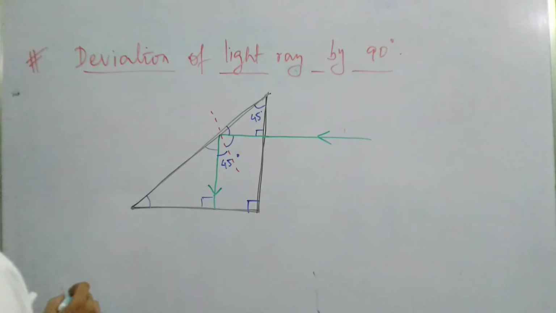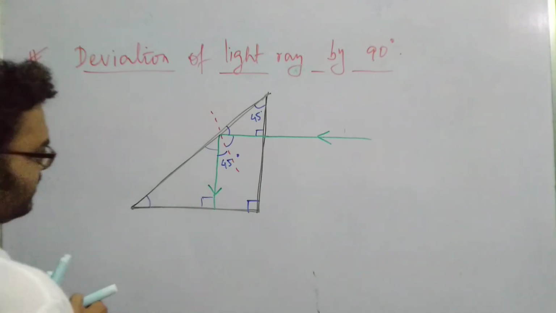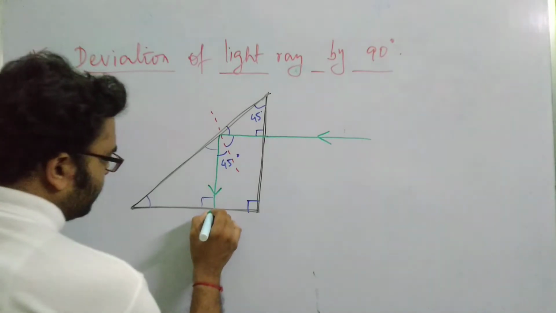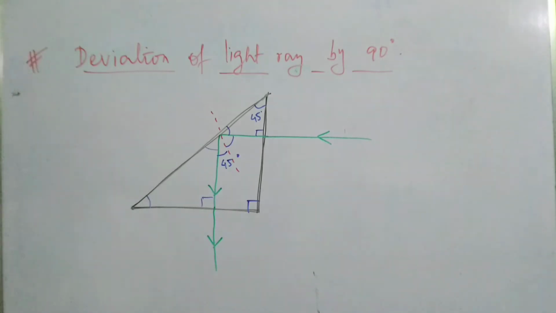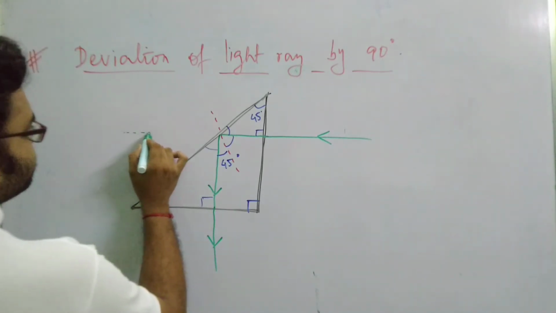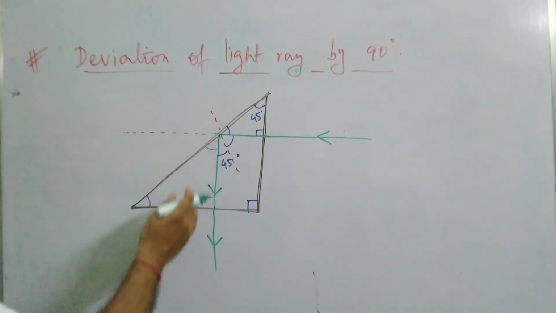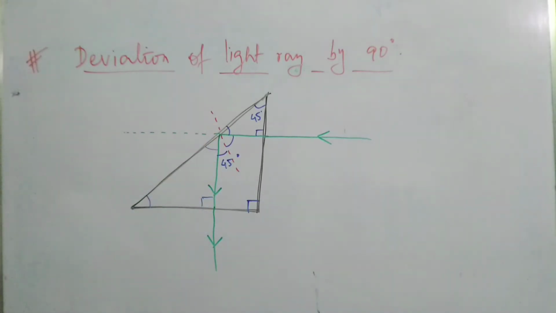Is it clear? So now the light ray is again incident on the surface perpendicularly, hence the light ray, without being refracted, will just move straight out. The light was going in this direction, and now the light is going in this direction. The light was coming from the right side and moving to the left. After reflection through the prism, the light now goes downward. So has the light not been deviated by 90 degree? Yes, definitely. So we have successfully deviated the light by 90 degree.